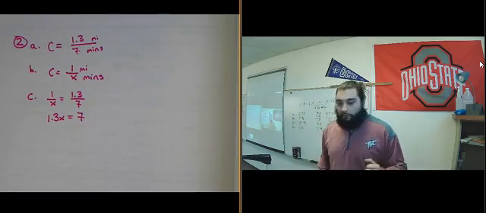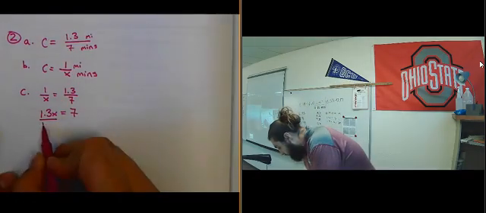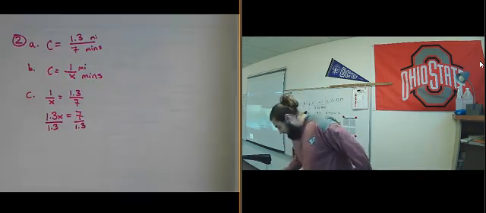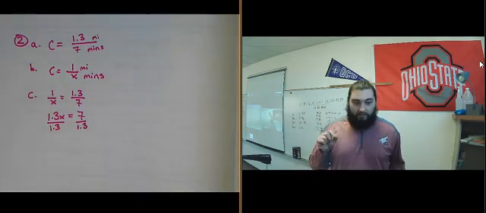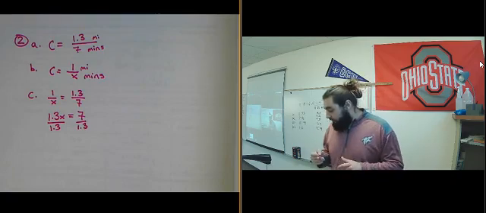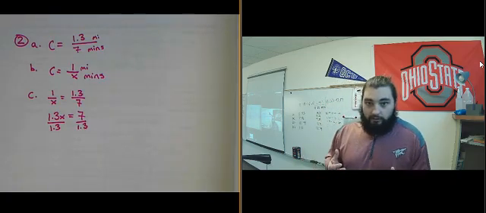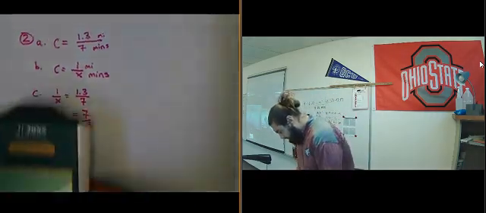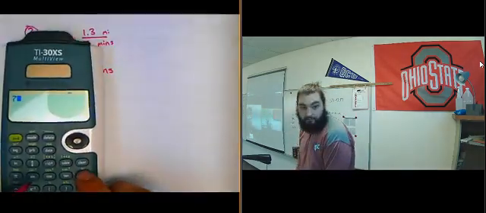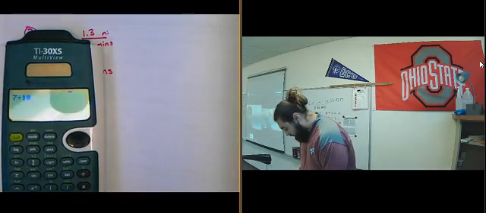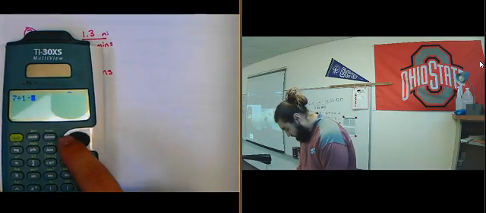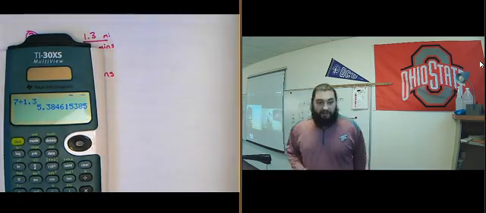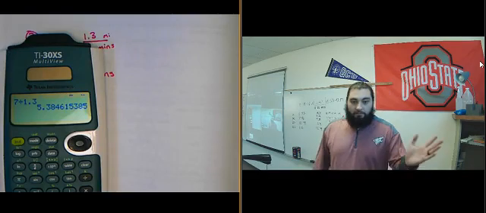From here, we have a one-step equation. We divide both sides by 1.3. It does tell us to round our answer to the tenth place. Because it tells us to round, you're going to want to have a calculator. We're going to plug in 7 divided by 1.3. Oops, not negative 3, wrong button. 1.3. And that's going to give us 5.38461 and so on.